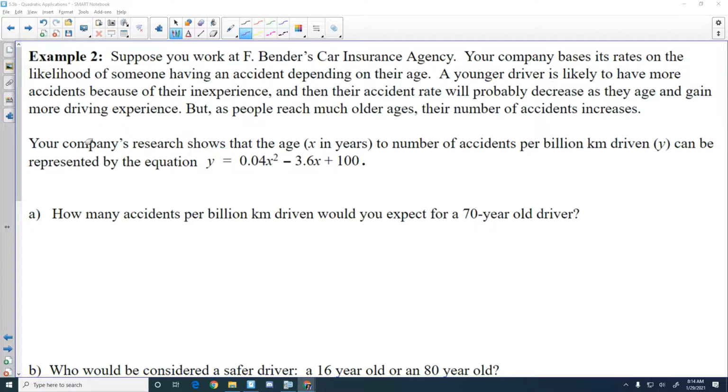Generally, 20 years after you've been driving, you're pretty good. You've been around the block. You know what's going on. You've been in different scenarios. You're going to be a better driver. You're less likely to get into an accident. All right. And so then your insurance rate will go down because it's not too likely you're going to get into an accident. But then as you reach much older ages, not just older, but much older ages, why would the number of accidents start to increase?